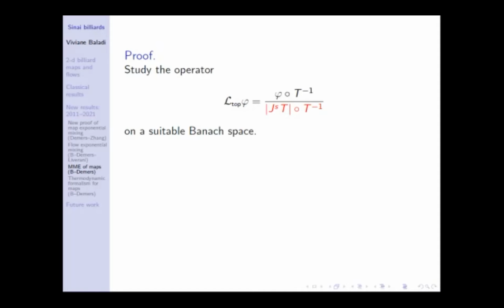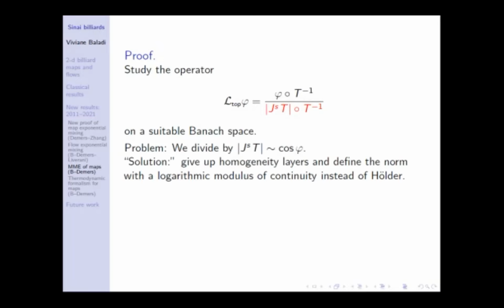And what we have to do is to change the weight and replace this full Jacobian in the denominator by the stable Jacobian. The stable Jacobian is going to be basically always smaller than 1. But when you go close to the boundaries, it will actually go to 0. It's going to be basically equal to the cosine of the angle, right? So we are dividing by 0, and this is always problematic. And because of that, we were not able to work using the homogeneity layers to control the distortions. There was no way to do that.